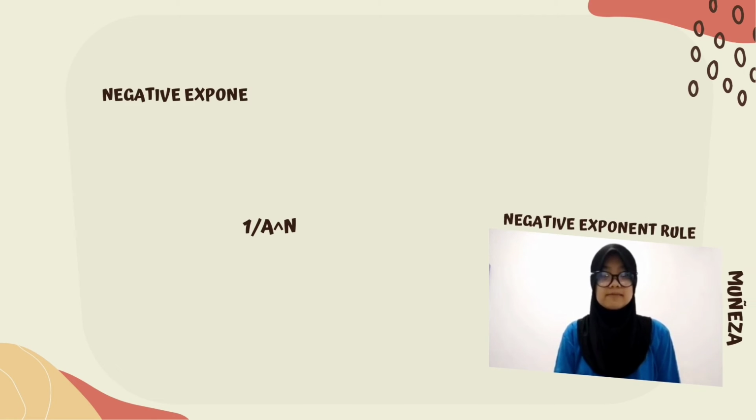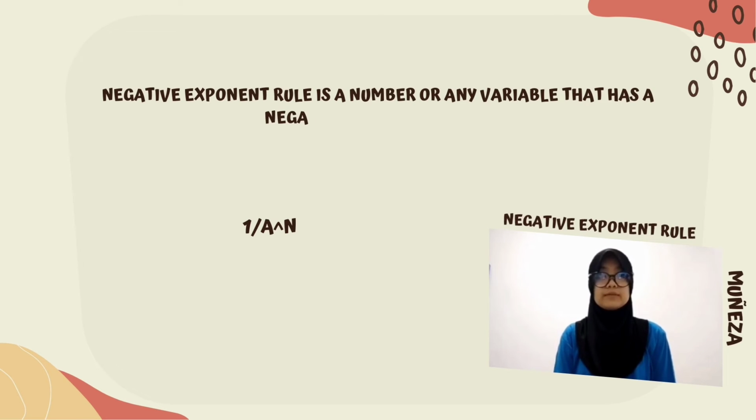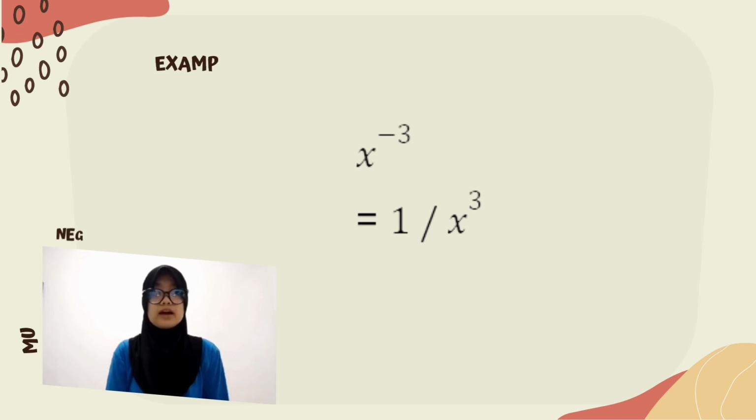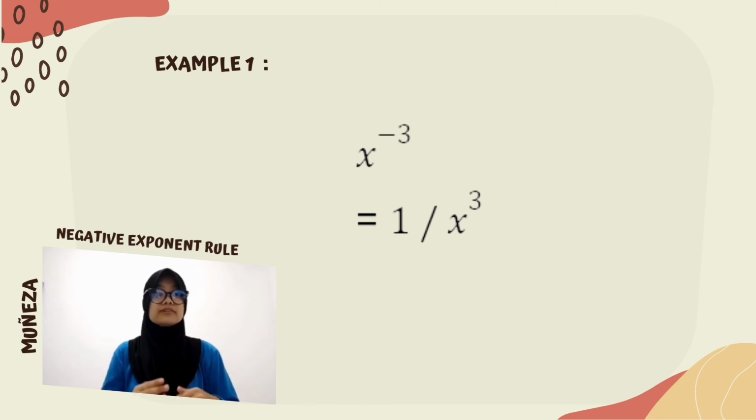First, let's discuss the negative exponent rule. The negative exponent rule applies to a number or any variable that has a negative exponent. Our example here is x raised to negative 3. As you can see, we have a negative exponent, which is negative 3. So what we need to do is bring the term down to the denominator, and we will put 1 as our numerator. So x raised to negative 3 will be 1 all over x raised to 3.